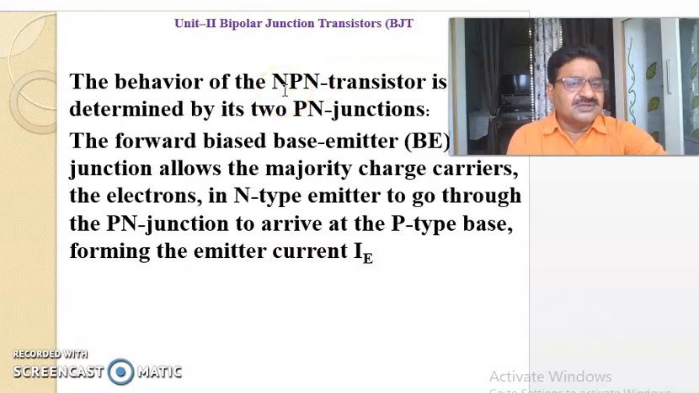N in the sense of what? The majority carriers are electrons, and P stands for holes. Electrons carry negative charge, holes carry positive charge. In case of forward bias, the negative terminal of the battery is connected to the N type, and the positive terminal of the battery is connected to the P type. So here the majority carriers in the N-type material are electrons, and in the N-type emitter the junction allows the majority carrier electrons to go through the PN junction to arrive at the P-type base.